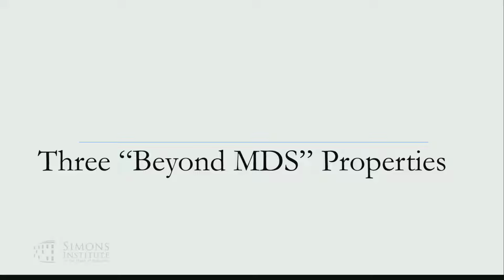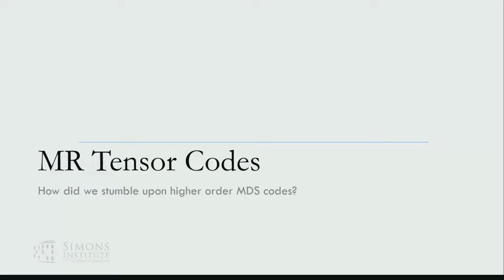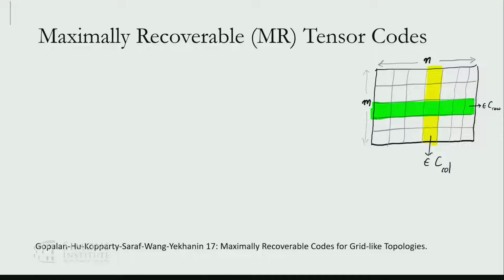Okay, so now I'm going to connect this notion of higher order MDS to beyond-MDS properties that people studied in coding theory. So our journey started with this notion of MR tensor codes, maximally recoverable tensor codes, and that's where we started. So what are these codes? So these are basically tensor codes. So you tensor 2 codes, a column code and a row code, and that's a tensor code.